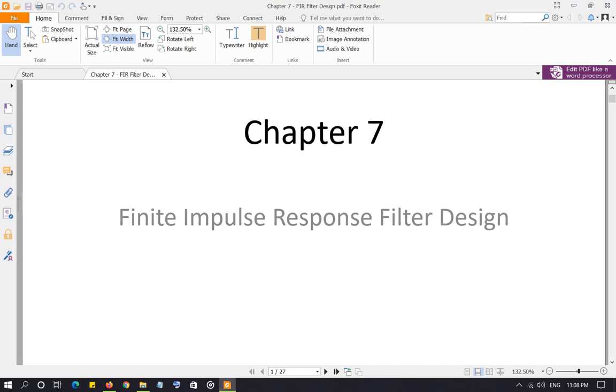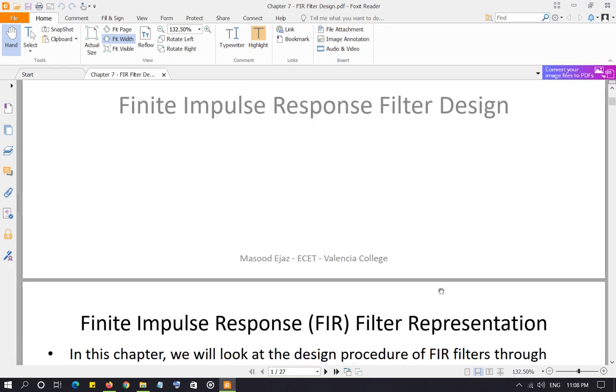Alright, so let's look at chapter number 7, which is finite impulse response filter design. As we discussed finite impulse response and infinite impulse response filters in the last chapter, finite impulse response filters are filters whose impulse response, of course, has a finite number of terms. On the other hand, IIR, or infinite impulse response filters, that we will study in the next chapter, are filters that have infinite values of impulse response.